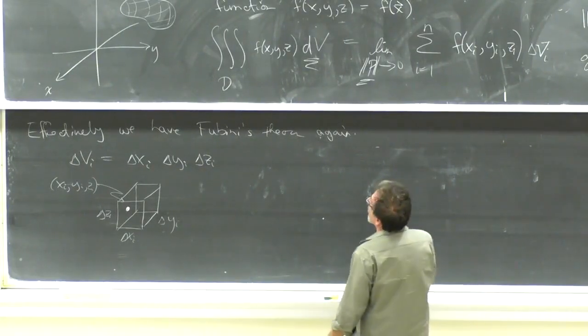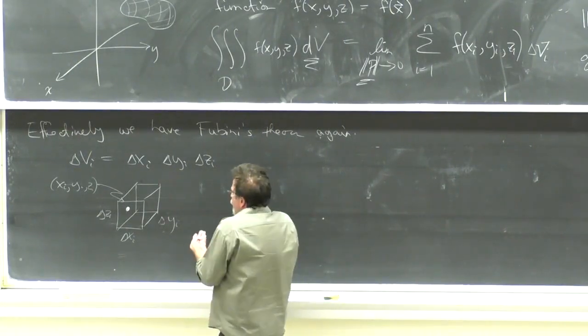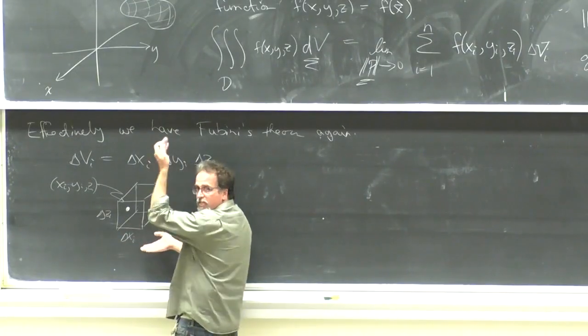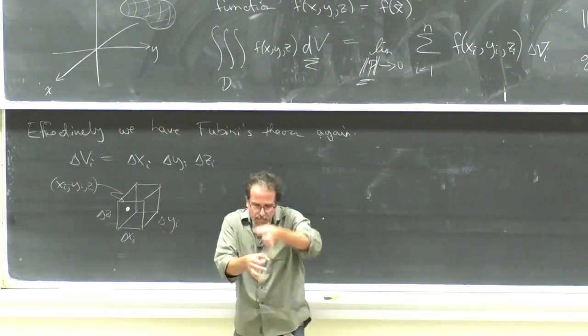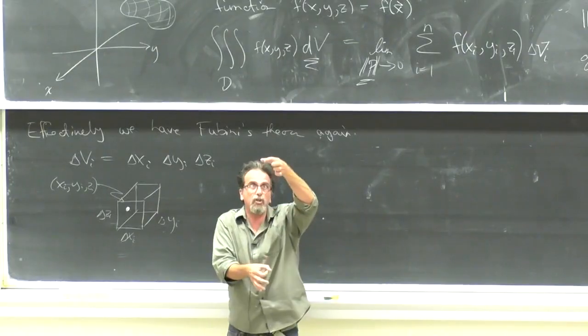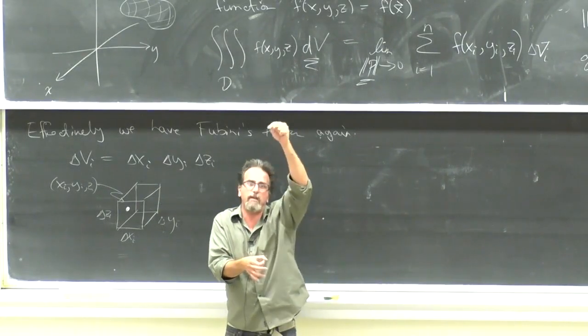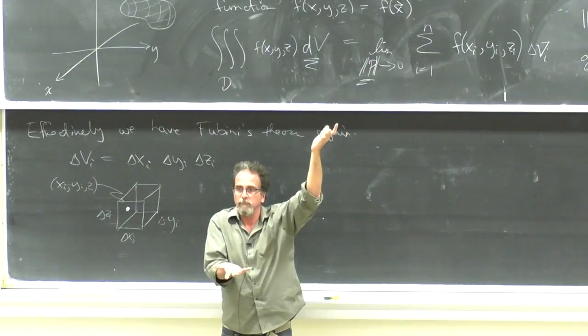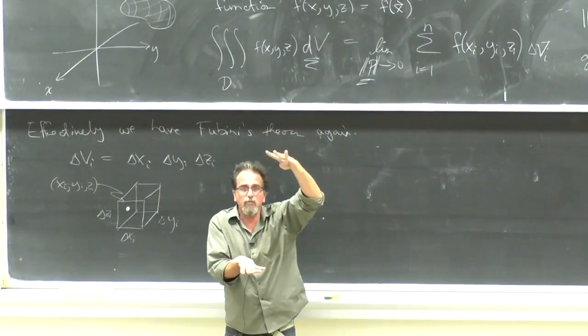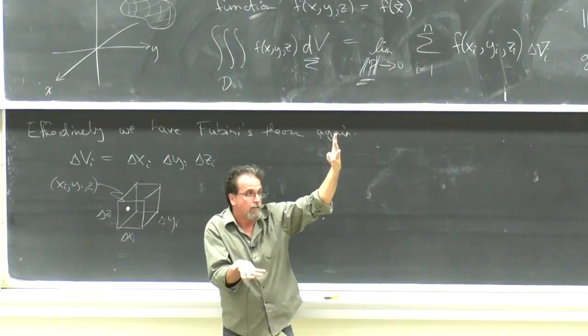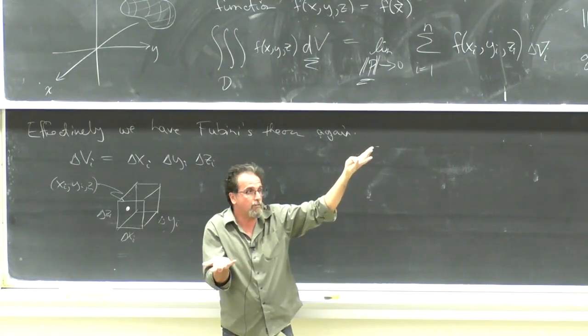So the issue is you fix your x and y, and you do your z integration first. That's like taking this rectangular tube and going up, evaluating the function all the way as you go up. And then when you do that, you're going to be left with a function of x and y. And then you just have a 2D integral to do.